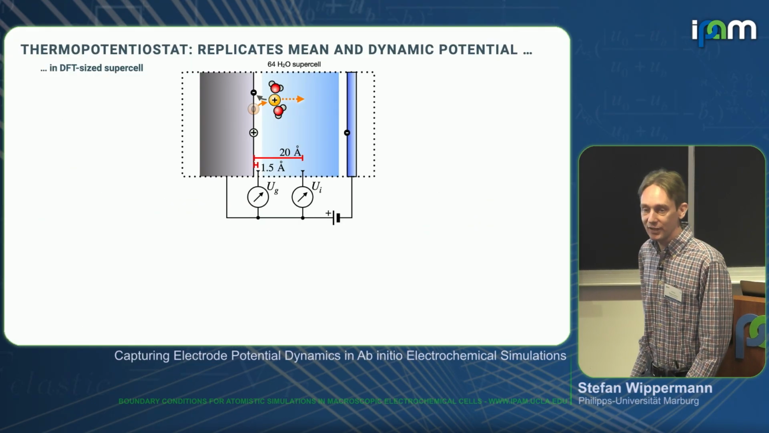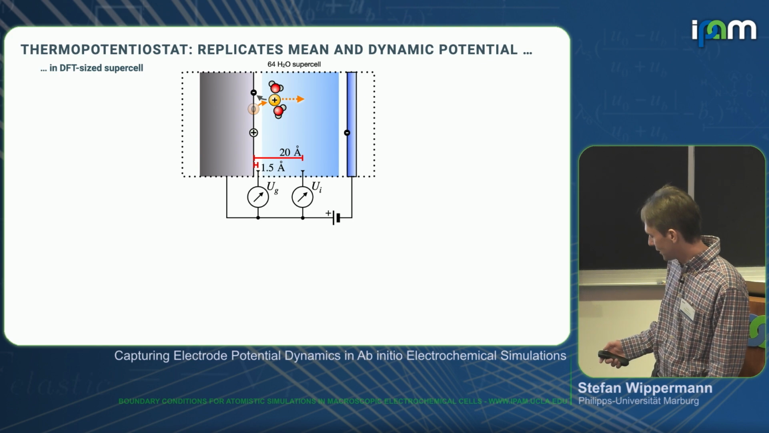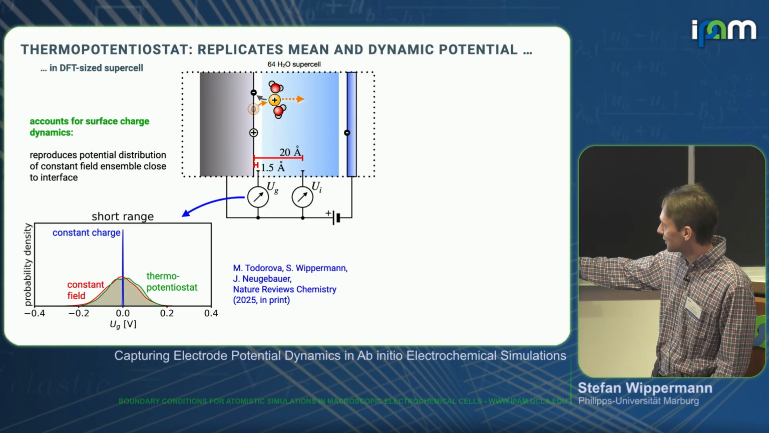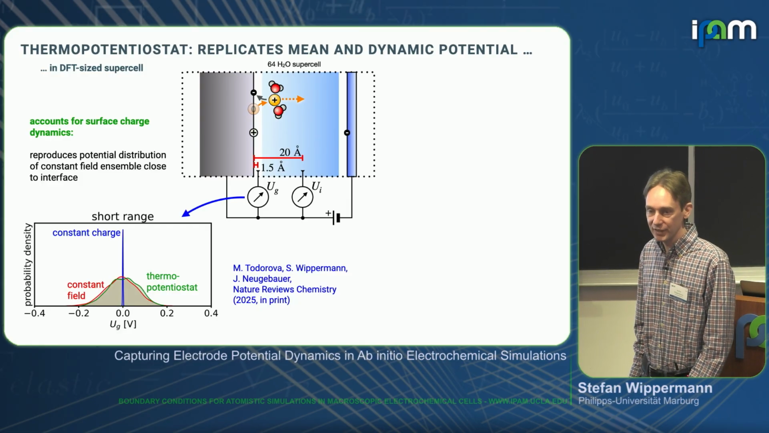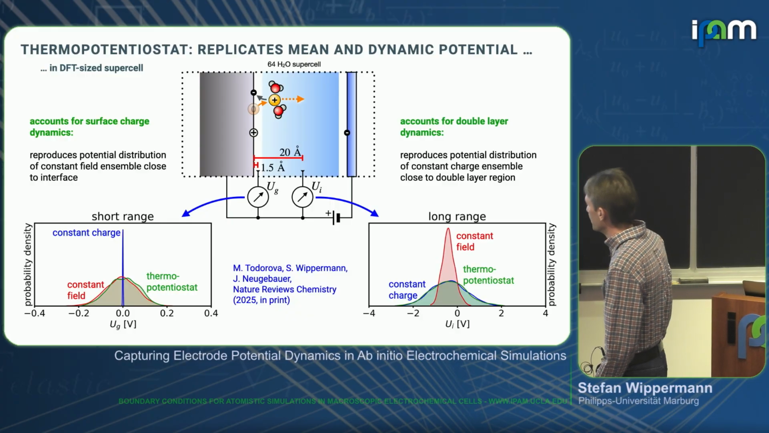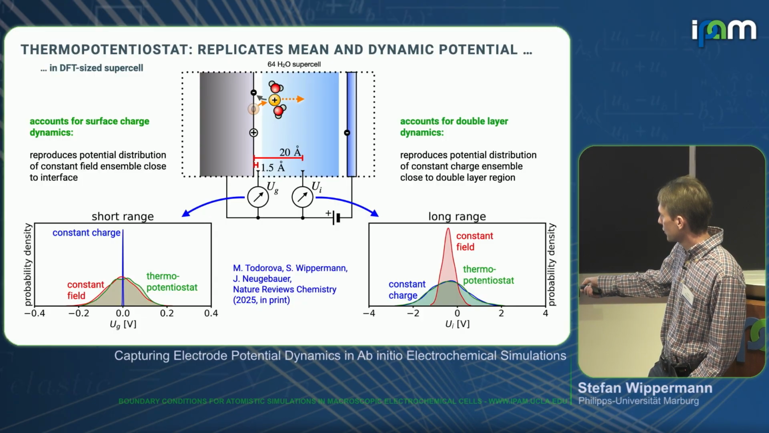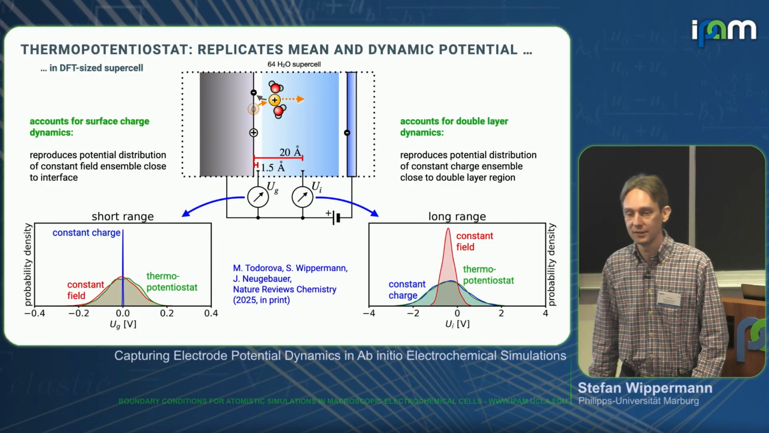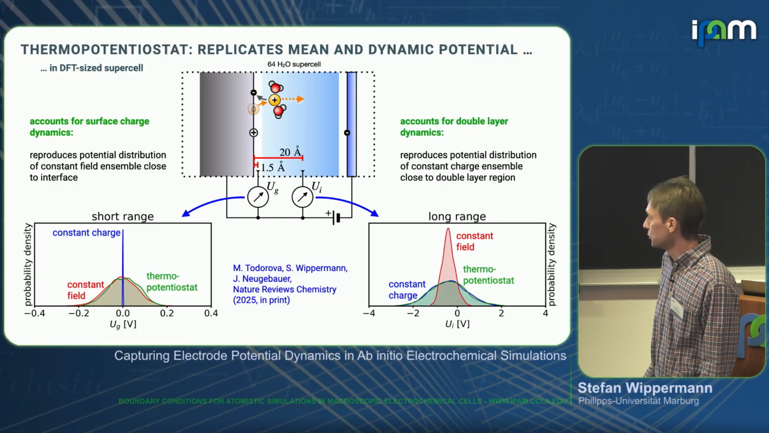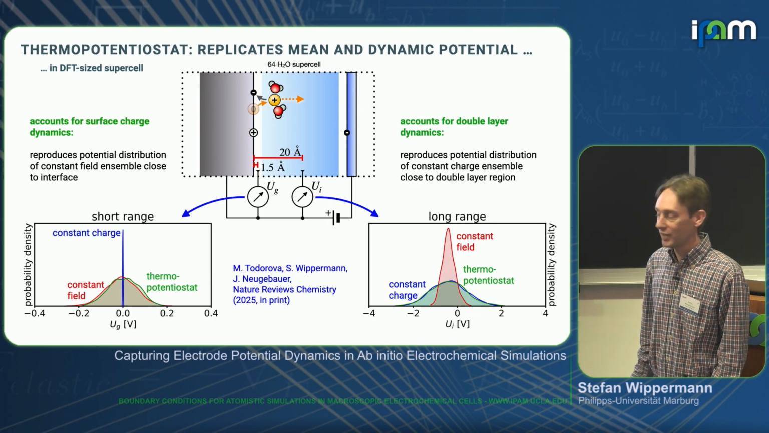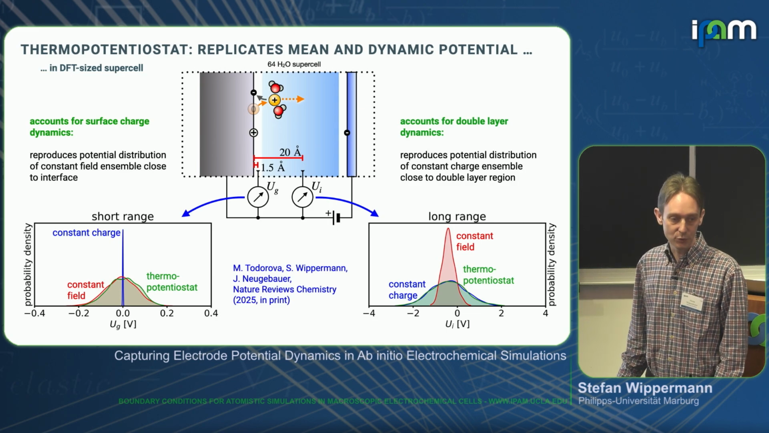So let's get back to our question. We had, first of all, the different boundary conditions. We now look at the reference electrode that is close to the surface. And you see that with this thermopotentiostat, we reproduce the constant electric field distribution. When we go deeper into the electrolyte, we now reproduce also the constant charge. These are the right distributions. We already had a question about the time scale. As long as the time scale is finite, you will always get these distributions.